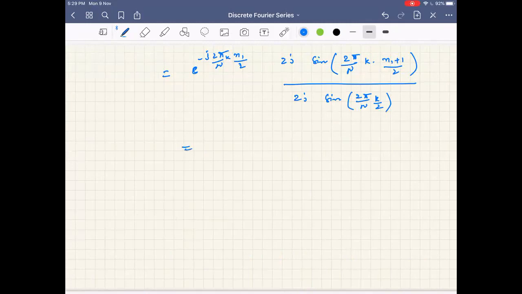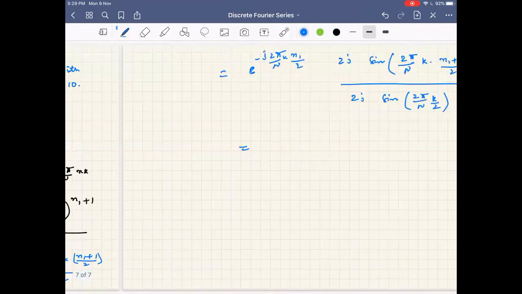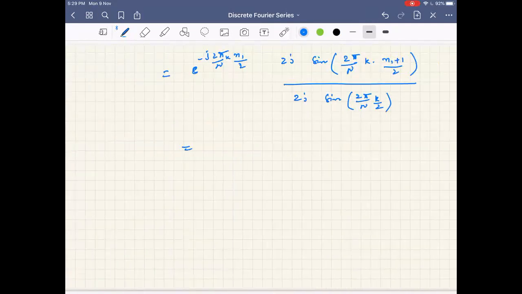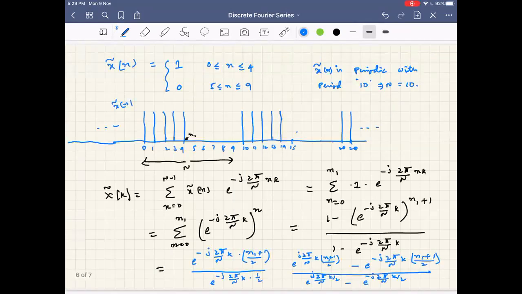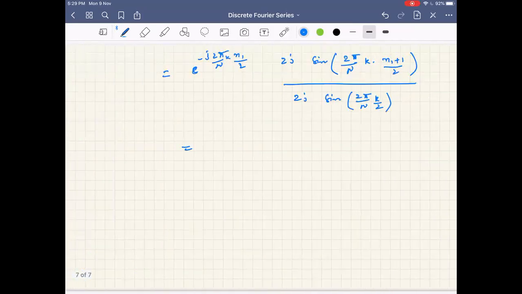So this in fact is referred to as the discrete sinc. For a continuous time signal, sinc is sine pi t by pi t, which you have seen for the continuous time signal, whereas for a discrete time signal, the sinc is this. So you can see now x tilde of k is e power j 2 pi by N into k into n1 by 2, into sine of 2 pi by N. Sorry, let us write this.